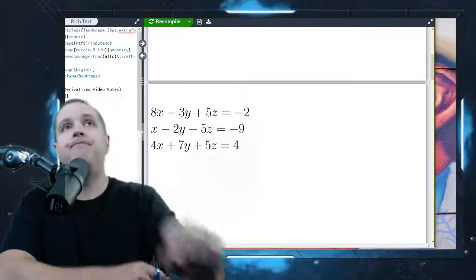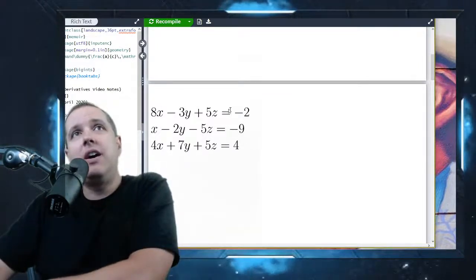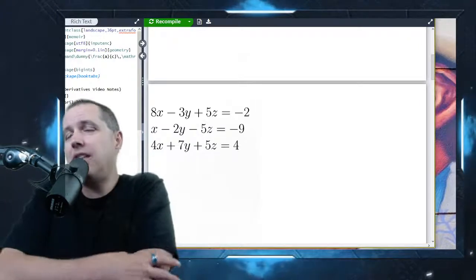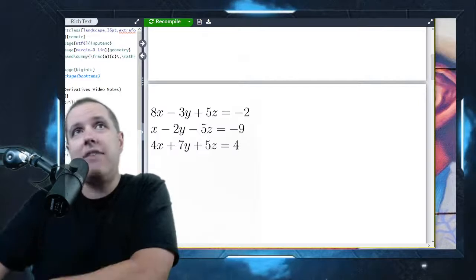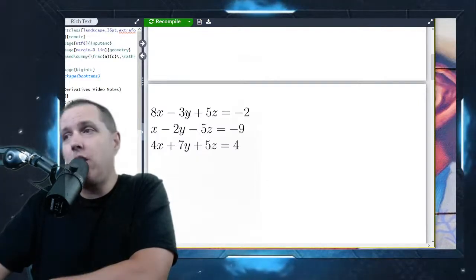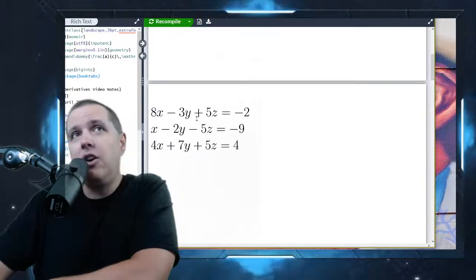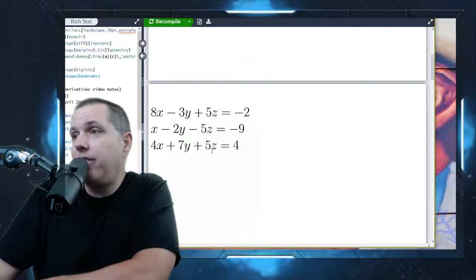Okay? So to me, when I look at these, it kind of pops out at me that z is going to be the easiest variable to eliminate, right? Because I have a -5z. Well, if I add that to equation 1, my z's are going to cancel, right? But also, look, if I add it to equation 3, my z's are going to cancel. Great. That's the whole thing we have to do right now.